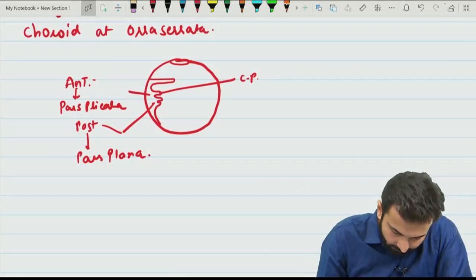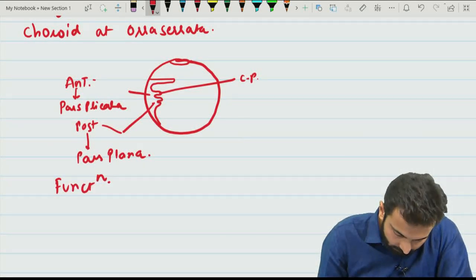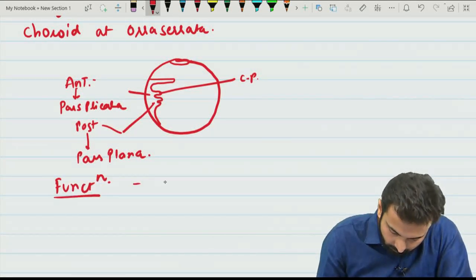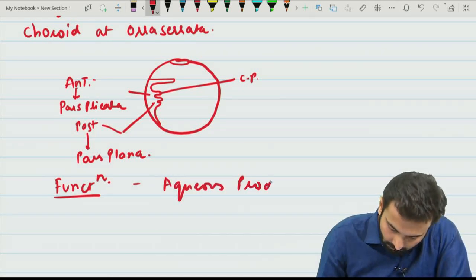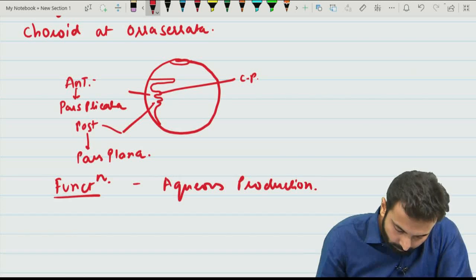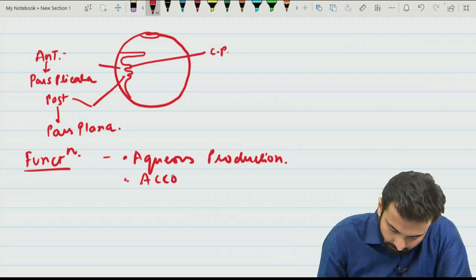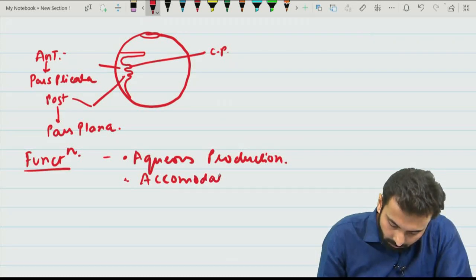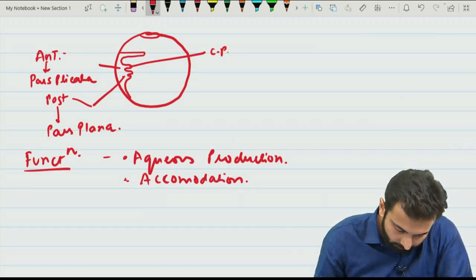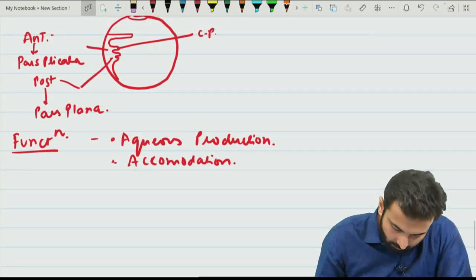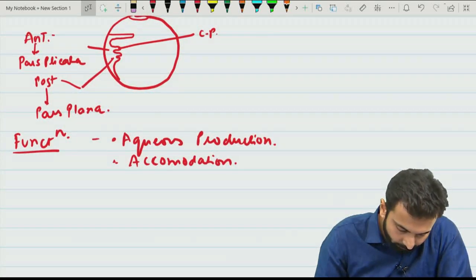So coming to the basic functions of ciliary body, what are the functions of ciliary body? It has two main functions: aqueous production and removal, and the second important function is accommodation. It helps in accommodation of the eyeball, right?